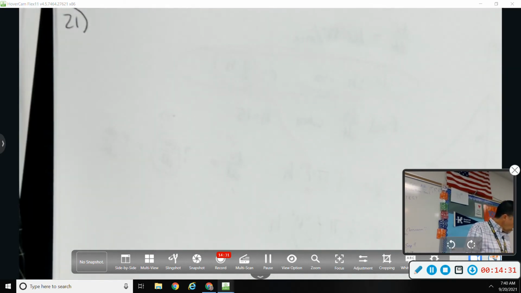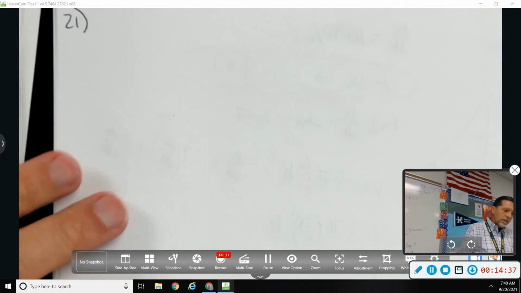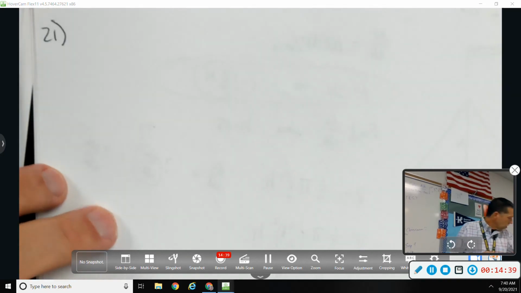The moving ladder. Oh, perfect. This is the other one I wanted to talk about. You guys are on top of things.